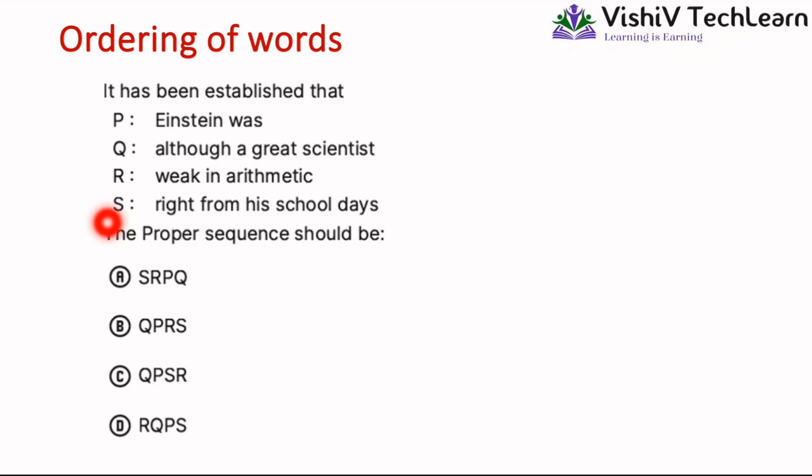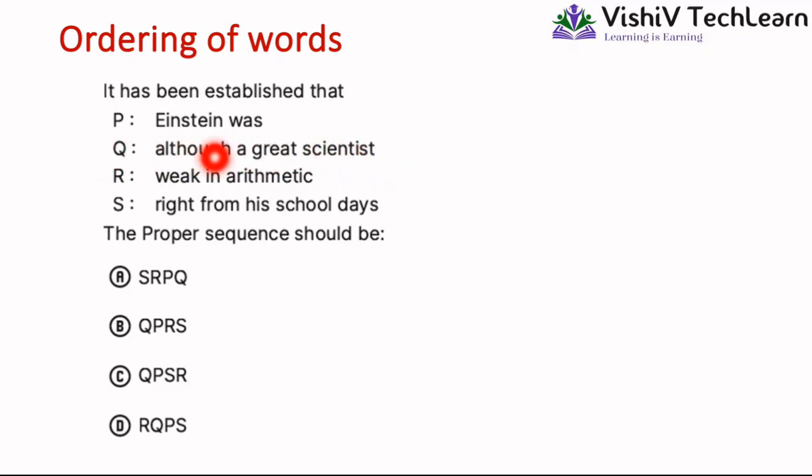PRS is making a sequence and Q is remaining now, although a great scientist. Now this Q we cannot put at the end because our ending is with S, right from his school days, although a great scientist. So this is not making any sense. So it should be at the start.